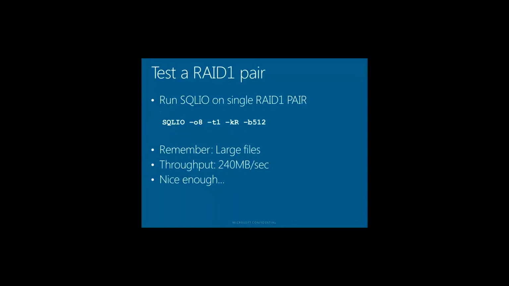SQLIO is a free tool that you can download from Microsoft, and it emulates various patterns that are common within SQL Server for I/O. So this is doing a queue depth of 8, 1 thread, read workload, 512 byte I/Os, and the results from that are 240 megabytes per second. So that's exactly what we calculated it should be. Nice. Okay.